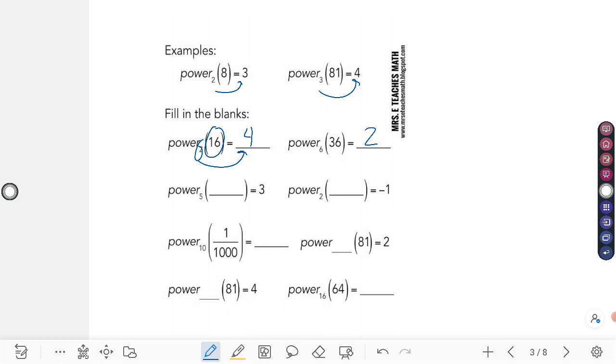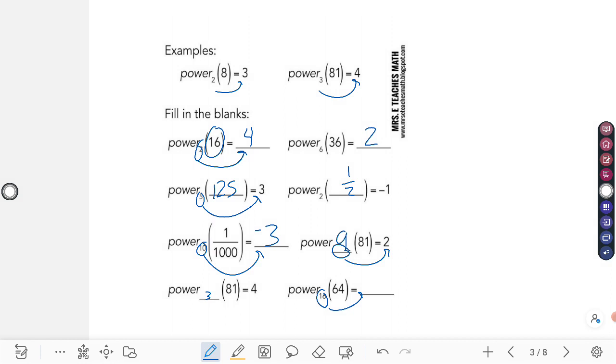Right? This one we're looking at 5 to the 3 is 125. 2 to the negative 1 is a half. 10 to the what gives me 1 over 1,000? Well, 10 to the 3 is 1,000. Negative is going to turn that into a fraction. What squared gives me 81, so that's going to be a 9. Again, what to the 4th is 81. This is a 3. And this one is 16 to the what gives me 64.